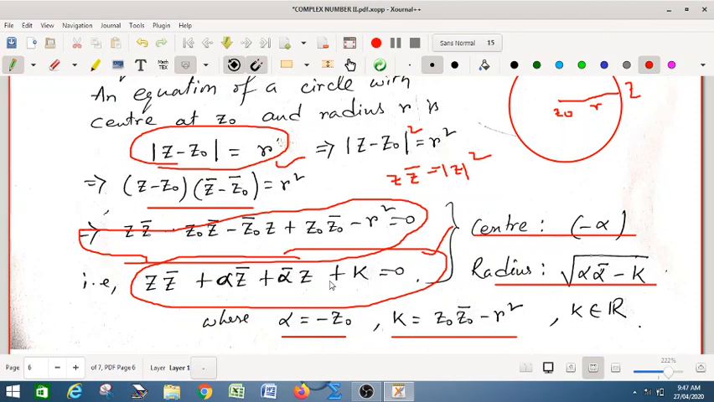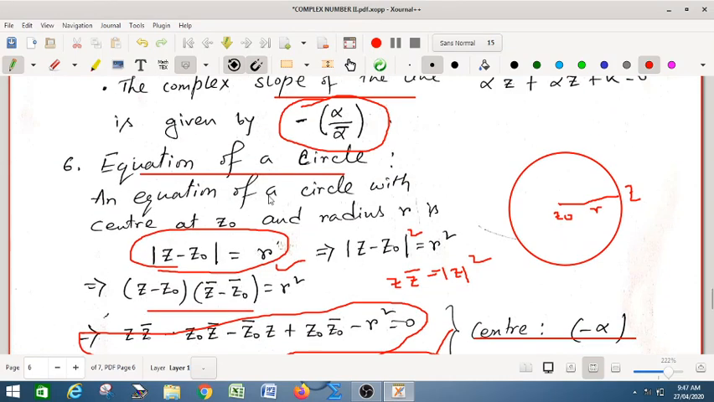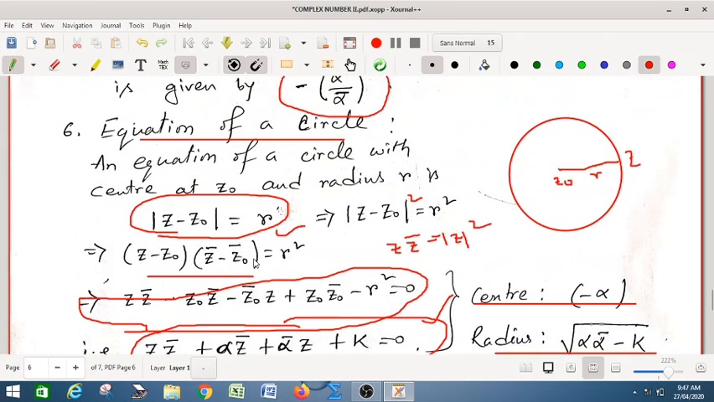Okay. So this is very, very important, the equation of a circle. By observing this result you can say this is the equation of the circle. So I hope today's class is very helpful to you. I gave you the geometrical idea of straight line, circle, and some geometrical interpretation of some important results in complex number.